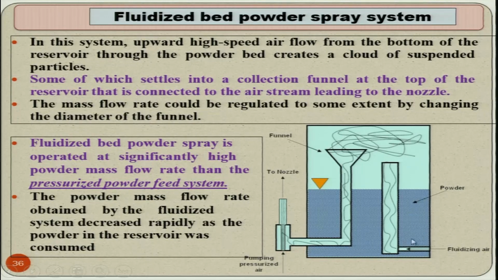Once the powder in this reservoir is consumed, then the level keeps going down, and as a result of that, the mass flow rate keeps on decreasing in this particular pipe towards the nozzle. So, you have to fill up the reservoir with the abrasive powder to have higher mass flow rate. So, this has to be taken care of properly.